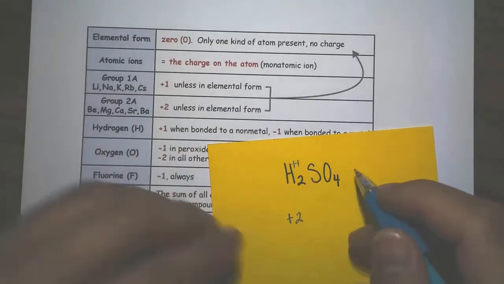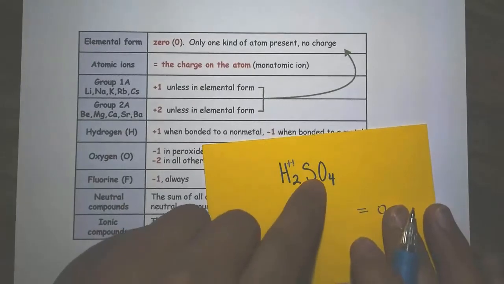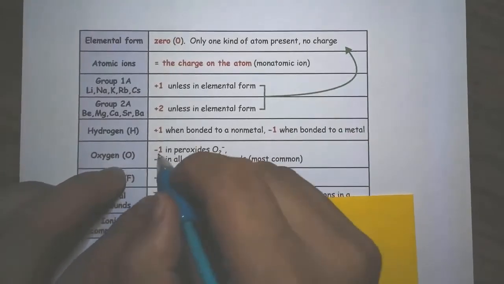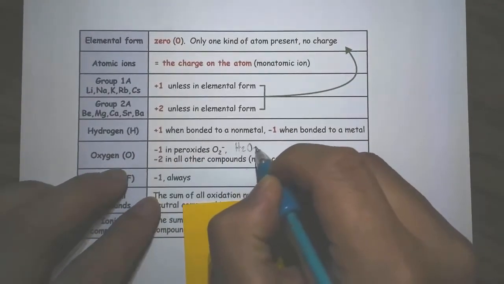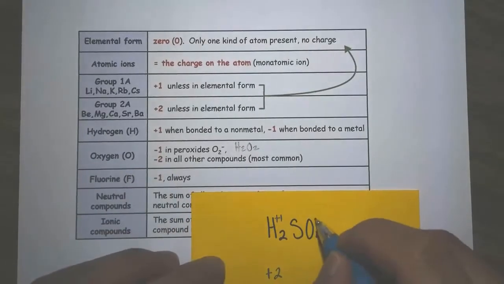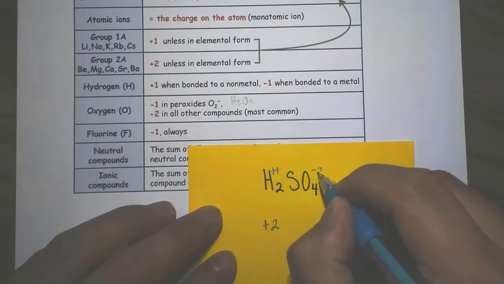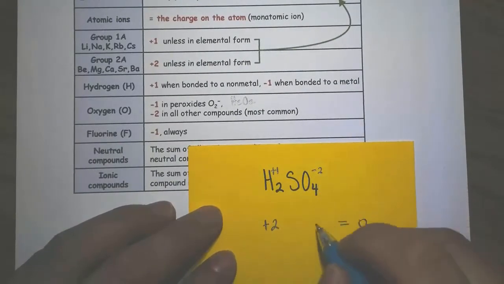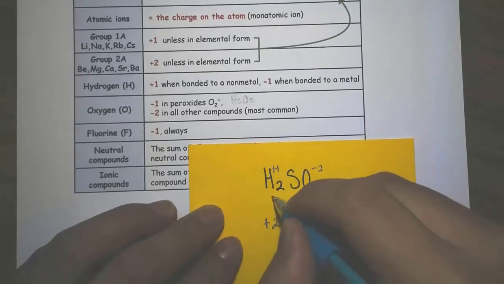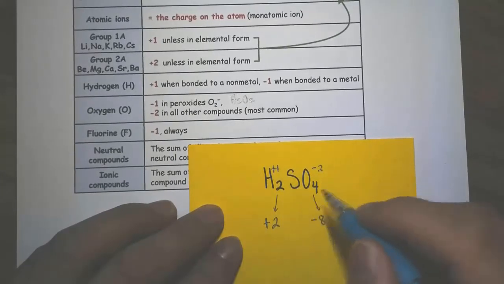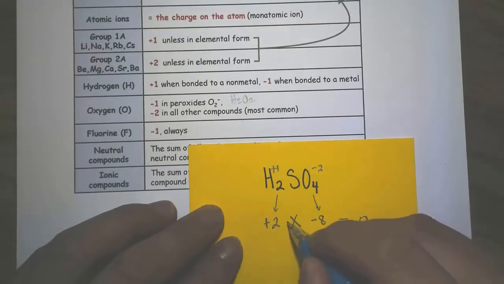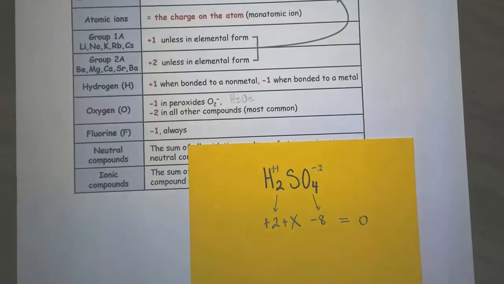For sulfur, we don't have any rules, but we have the rule for oxygen. Notice how oxygen only in peroxide has -1, like H2O2. That's the time when we see oxygen is -1, but the rest is -2. So oxygen has a -2, but we have 4 of it, so that means we have a -8 total. This is the total for oxygen, this is the total for hydrogen, and for sulfur, we don't know what it is, but we know it's going to be X. Can we solve for X?